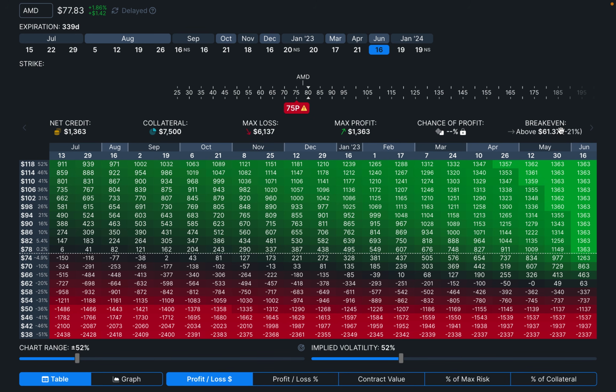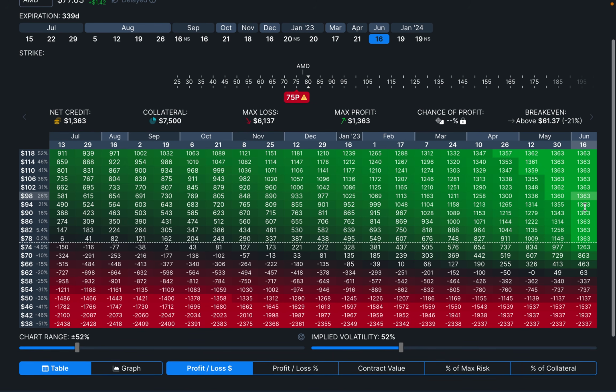Now, a couple of things. You're going to make your max profit only if, at expiration, the price of the stock is above the strike of the put you sold. So remember, the strike was 75. So again, the goal is for AMD to be above $75 on June 16th. If that happens, you'll make your full max profit of $1,363.